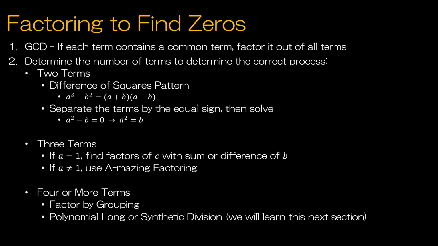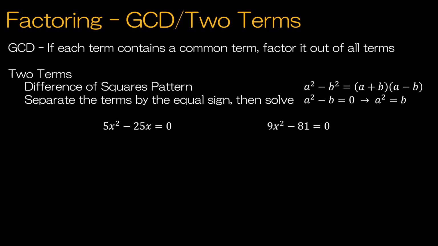Second, you're going to factor based on the number of terms that you have. So if you have 2 terms, there are certain ways that you can factor. 3 terms, there are certain ways, and 4 or more terms, there are certain ways. And we are going to practice all of those together in the following slides. We'll begin by factoring a GCD, or greatest common denominator, and taking a look at strategies for factoring 2 terms.